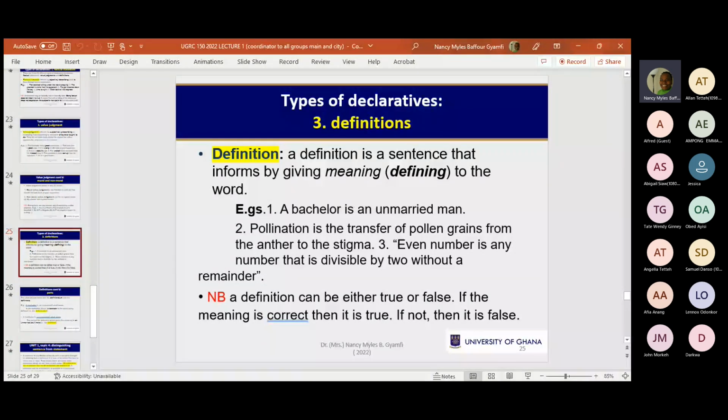Okay. So now let's quickly check. How would you describe the first one? A bachelor is sitting under the tree. Is it factual, value judgment, or definition, please? All of us, quickly. A bachelor is sitting under the tree. Is it a factual statement, value judgment, or definition?